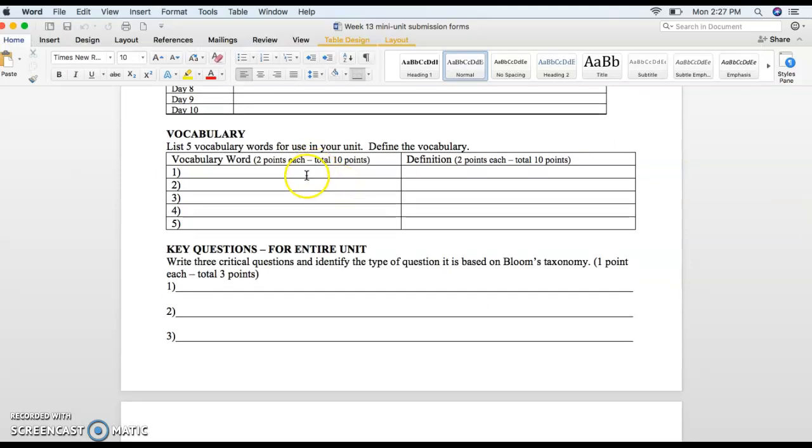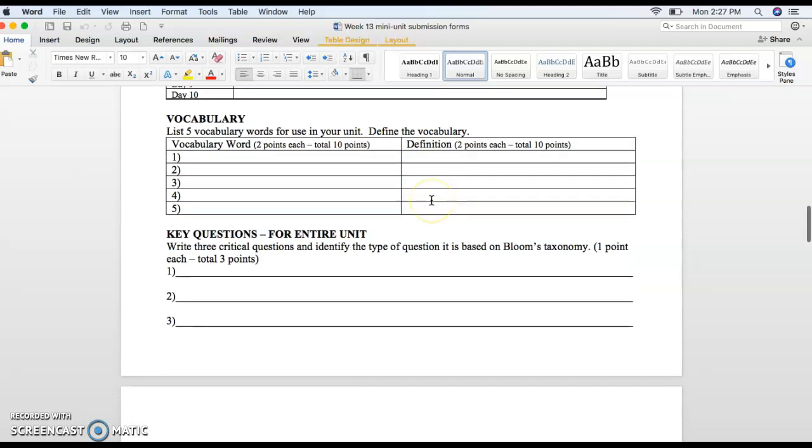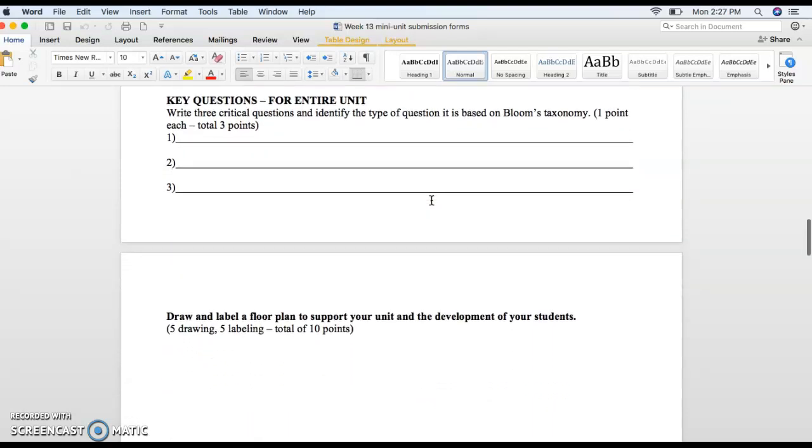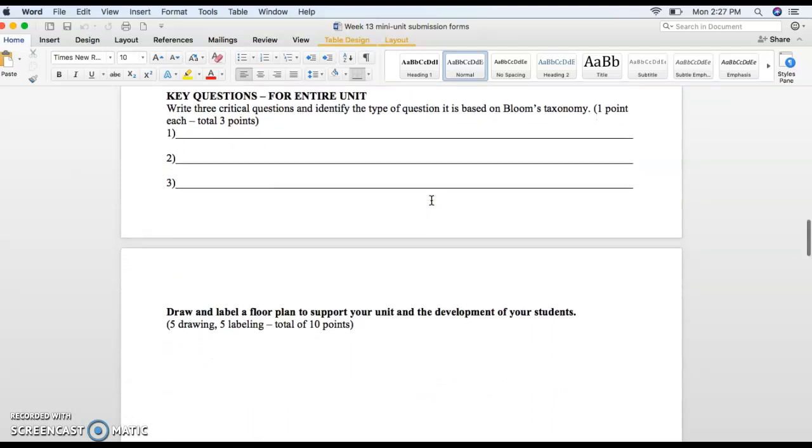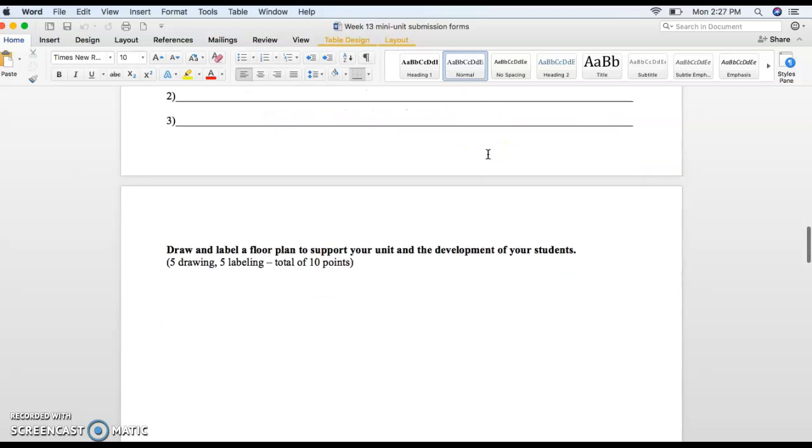You're going to list 5 vocabulary words for use in the unit, and then you are going to define those vocabulary words. Here are the key questions for the entire unit. Write 3 critical questions and identify the type of question it is based on Bloom's taxonomy. 1 point each for a total of 3 points.